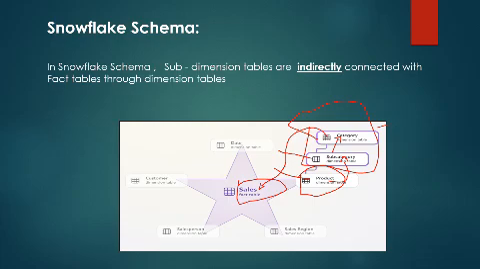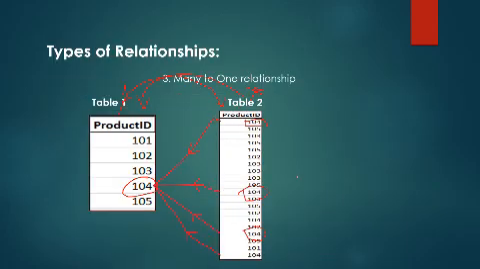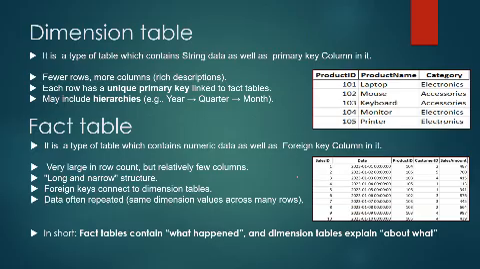So when you go to the definition, subdimension tables are indirectly connected with the fact tables through dimension tables. You can say this in an interview: subdimension tables are indirectly connected with the fact tables through dimension tables. So in between them, we have a dimension table here. So this is what we have discussed as of now.